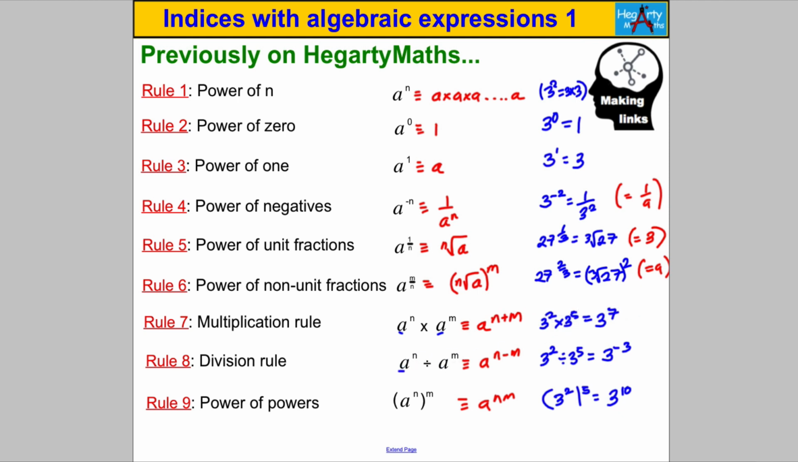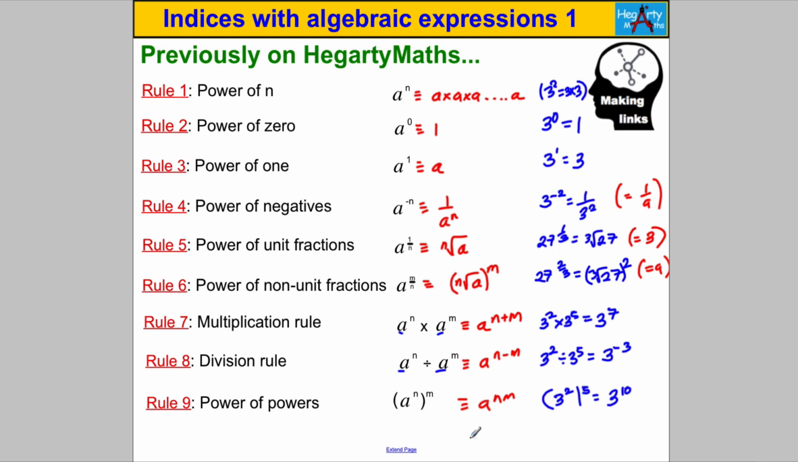If the base number is the same, you can subtract the powers. 3 squared divided by 3 to the power of 5, when you're dividing, is 3 to the 2 take away 5, or negative 3. And the power of the power rule: a number to a power, all of that raised to a power, you can multiply the indices. So 3 squared all to the power of 5 would be 3 to the power of 10.